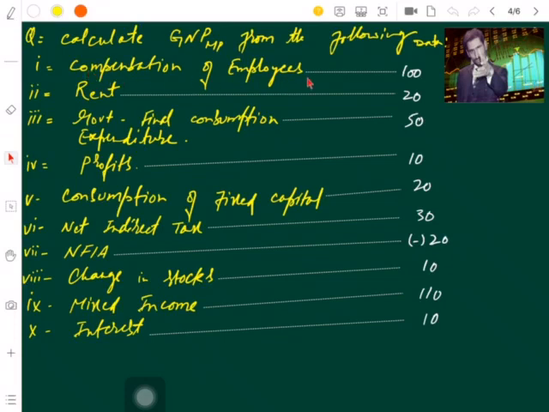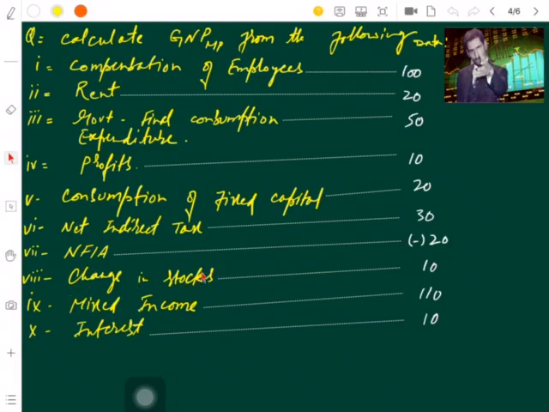Compensation of employees is given. Yes, according to certain formulas, we require it. Rent is given. We require it. Government final consumption expenditure, we do not know what it is all about, so we will forget about it. Here, profit is to be taken. Consumption of fixed capital or depreciation, yes, we will require it. Net indirect taxes, we will require it. NFIA, that is an important component. Change in stock, we were not talking about change in stock anywhere, so we do not have to talk about it.